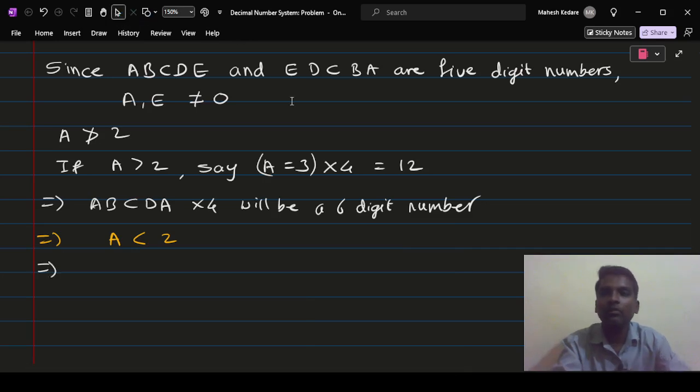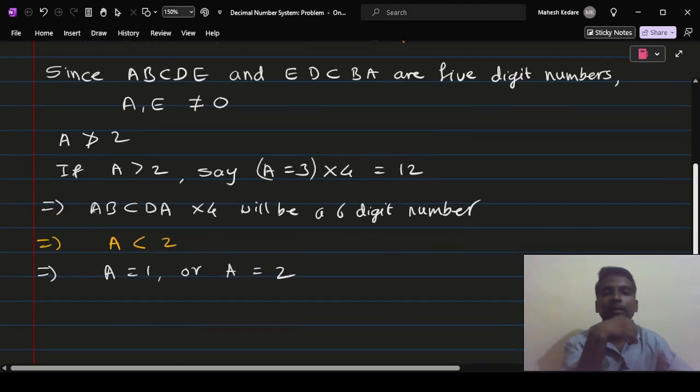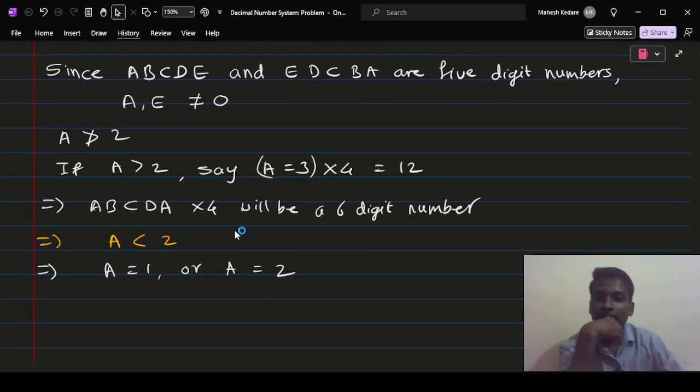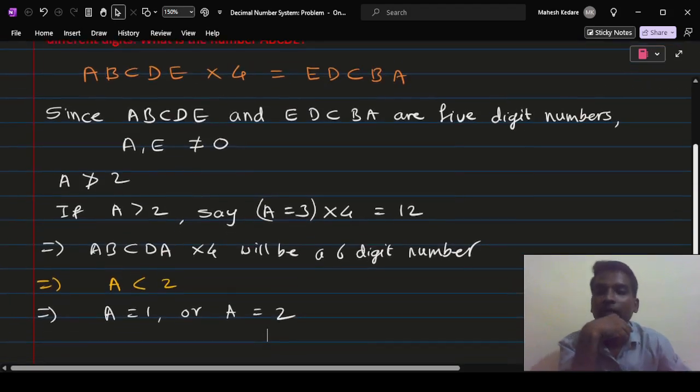Already we have seen that A cannot be 0, so we have only two choices for A. A can be either 1 or 2. Now we have to find which value of A is valid for the given problem, whether A equal to 1 or A equal to 2.